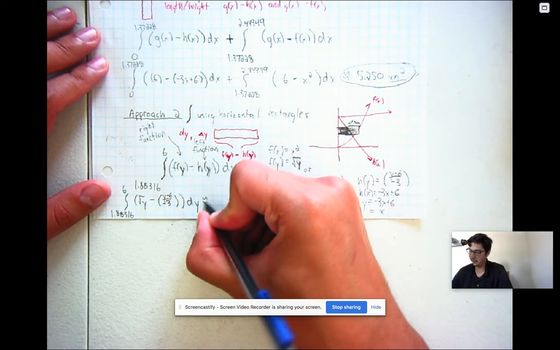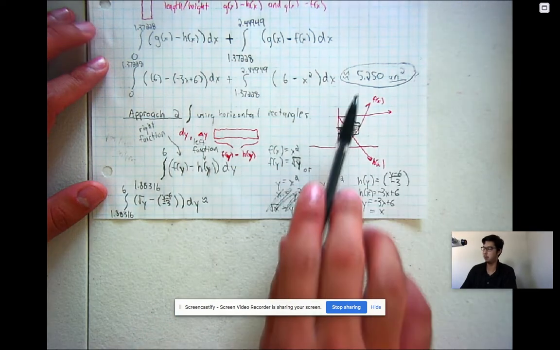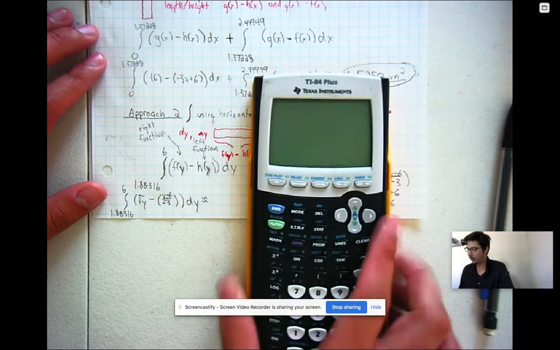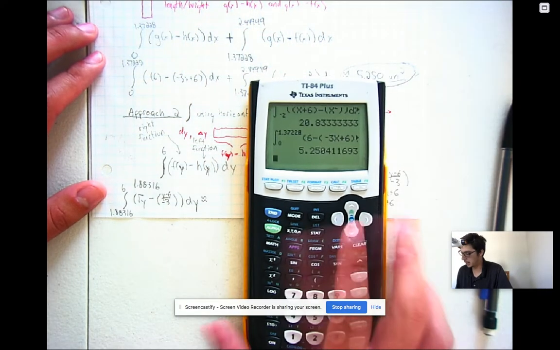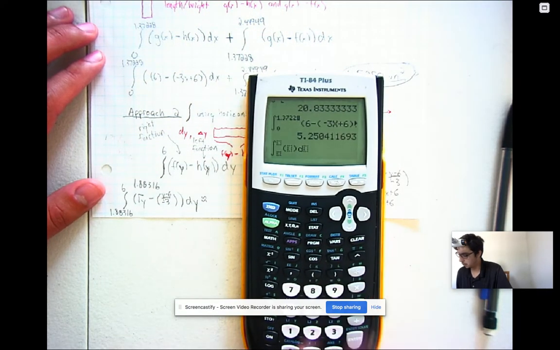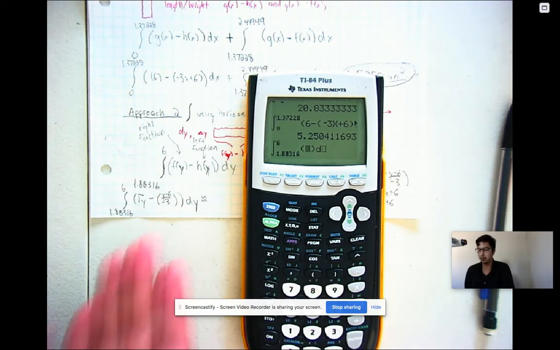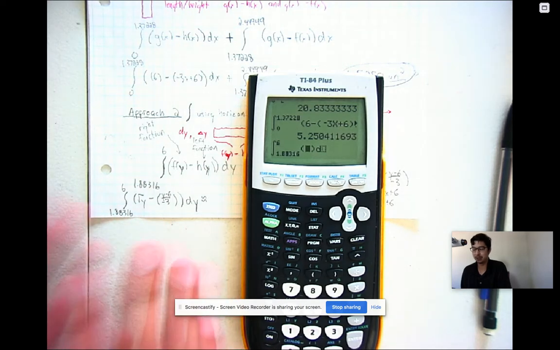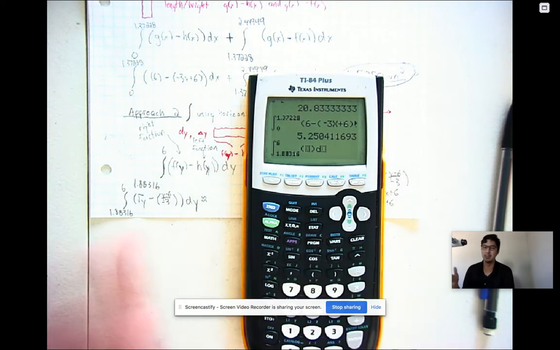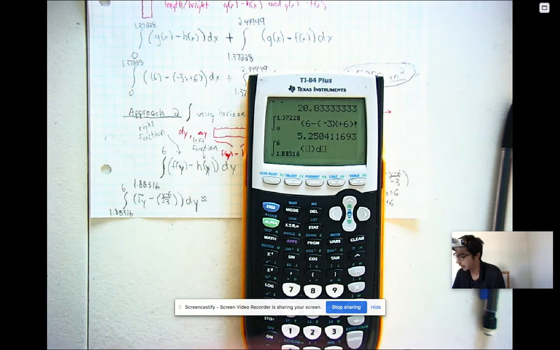And hopefully, we get 5.250 approximately. Let's find out. All right, math 9, 1.88316 up until 6 of, now how do you put y? Now a calculator doesn't know variables. All it knows is that it's doing it with respect to these variables here. It won't matter. To a calculator, y and x mean the same thing, so don't worry about that.